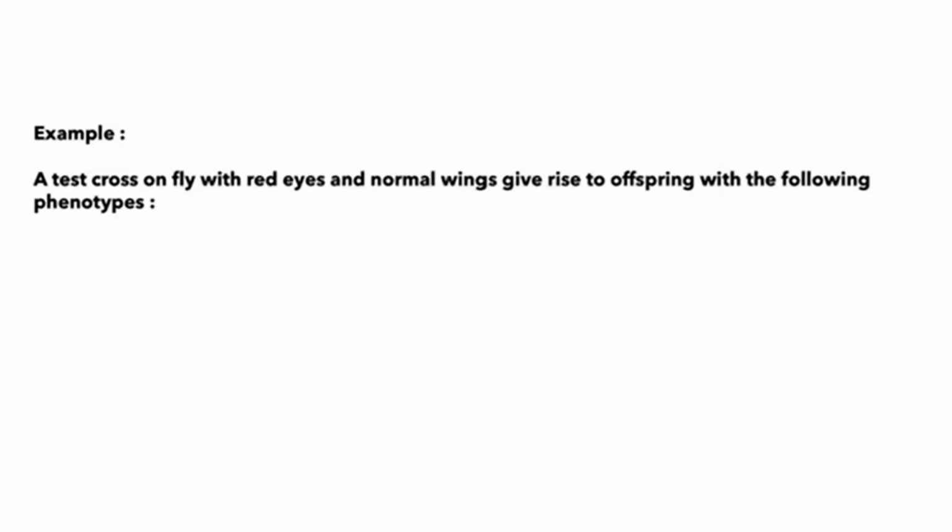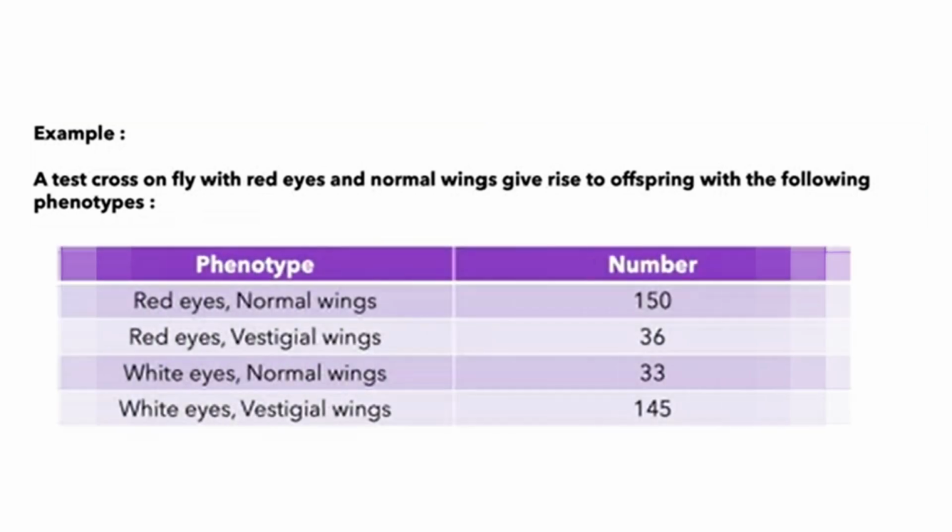Let's recap what we have just learned with these examples. A test cross of a fly with red eyes and normal wings gives rise to offspring with the following phenotypes. We can see two big numbers and two small numbers. So we can be fairly sure that the two genes are linked genes.